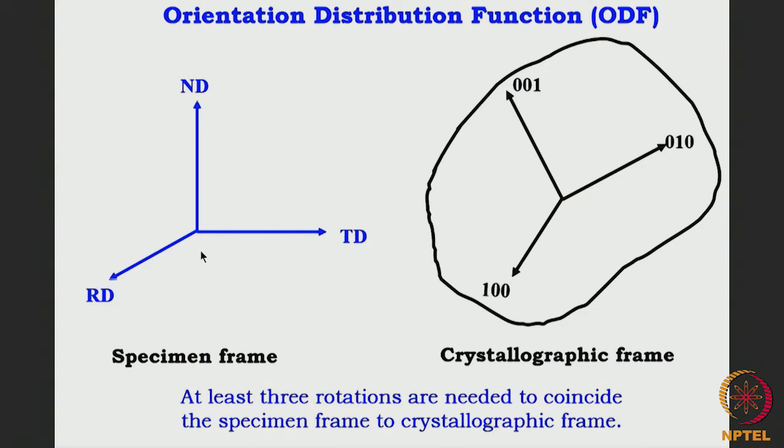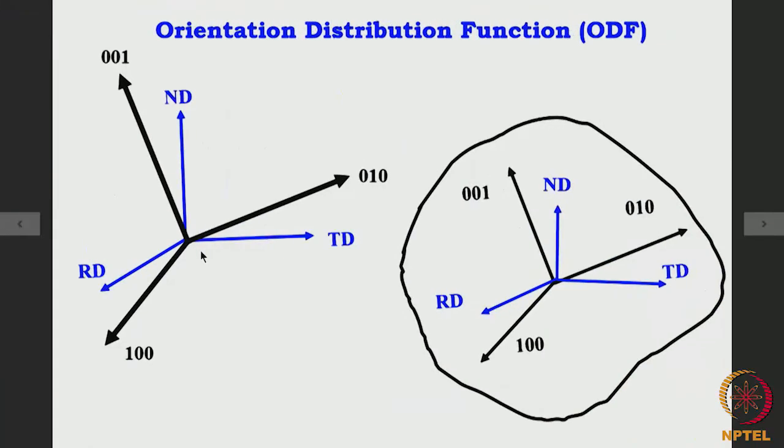Now, several systems of rotation have been suggested, but we mostly use the one which has been given by Professor Bunge. Now, let us see what we do by the Bunge method. So, what we have done here, this is our specimen frame RD, TD, ND. This is our crystallographic frame 100, 010, 001.